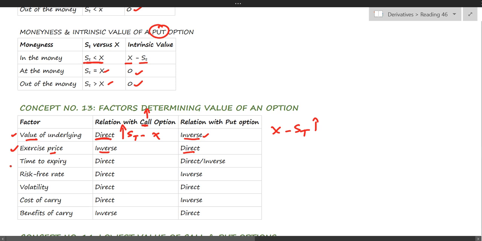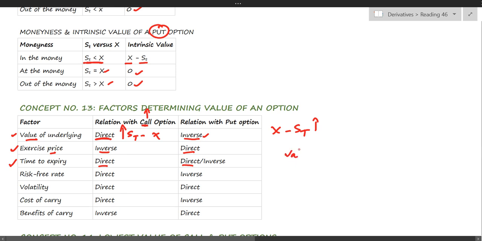In the case of time to expiry, this is usually a direct relationship in both cases, for both call option and put option. You can understand it this way: the longer you get to exercise this right, the more should be the value of this option. The more time you have in your hand, the better, right? So the more will be the value of the option.